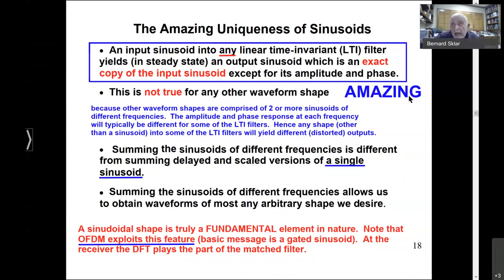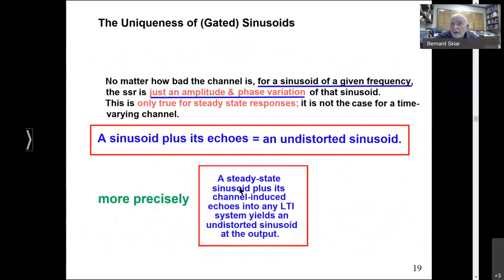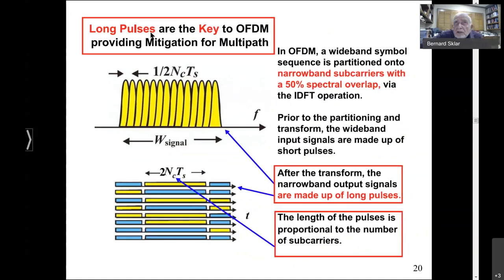They're truly amazing, and OFDM's main function is to manipulate orthogonal sinusoids. Why is it useful? Because they are amazing. There's no distortion. We talked about this already. Remember, a sinusoid plus its echoes is an undistorted sinusoid. I don't have to repeat that again. This was the more precise way of saying it: a steady-state sinusoid plus its channel-induced echoes into any linear time-invariant system yields an undistorted sinusoid at the output. So notice that long pulses are the key to OFDM.